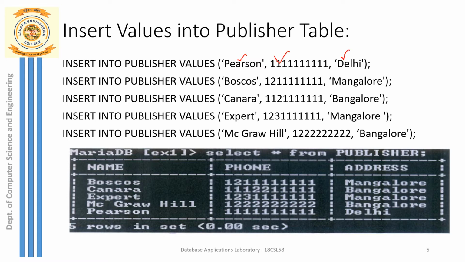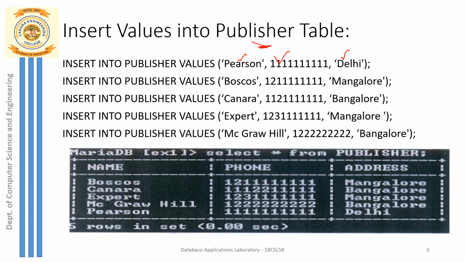First value, it should be in the order. Since the first attribute I had taken as publisher name while creating the table, the second attribute was the phone number, and the third attribute was the address. So these were the 3 attributes that I had defined in order while creating the table publisher. So in the same order, please enter the values there.